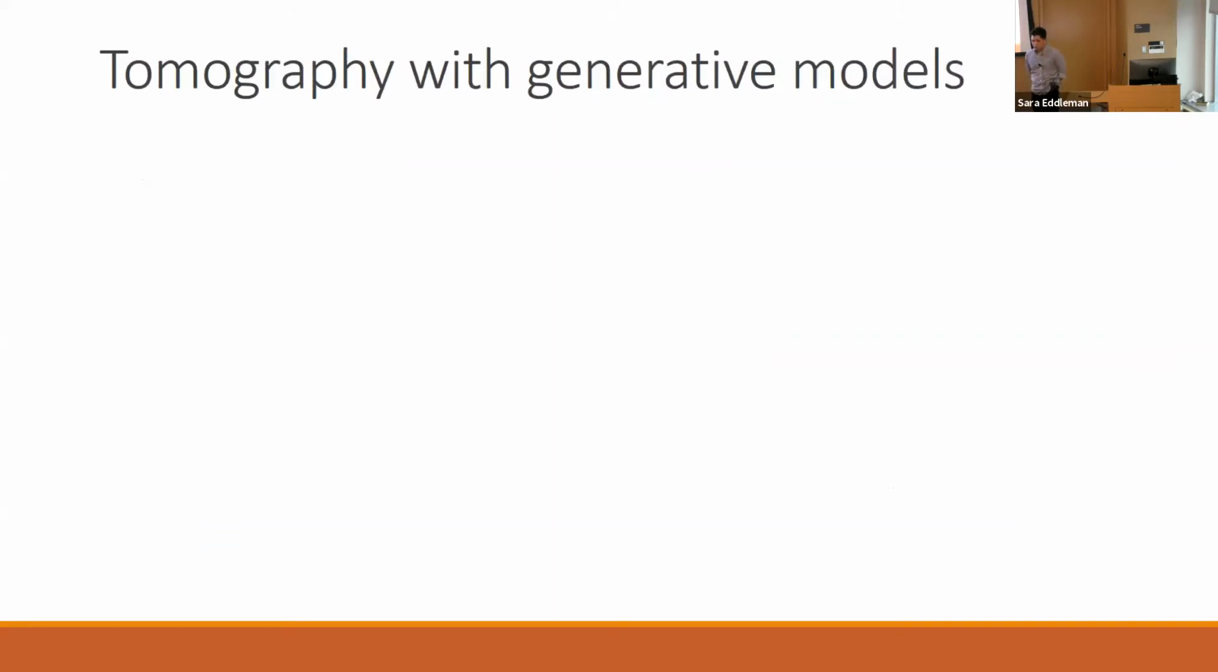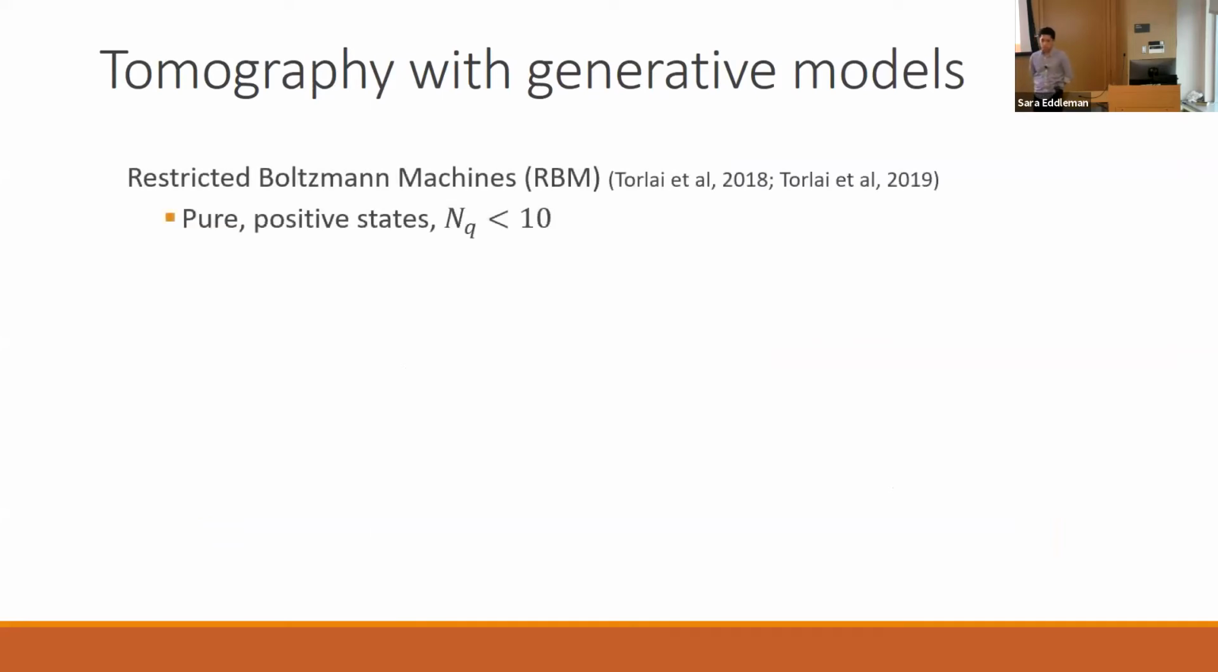Recently there was progress made in this area by introducing the idea of generative models to tomography. This was first done by introducing restricted Boltzmann machines by the group of Roger Melko and Giacomo Torlai. But even these were restricted, and they continue to be restricted to pure positive states with restricted system size.